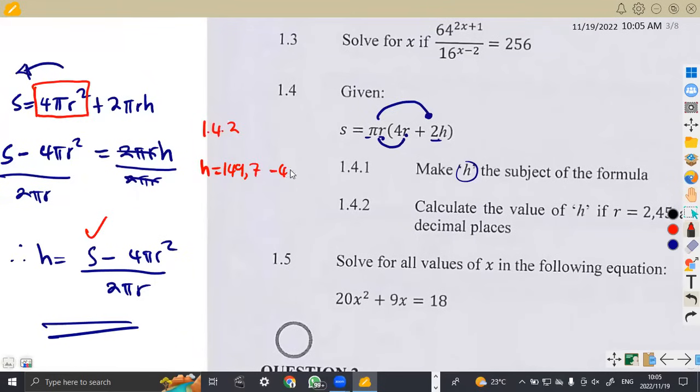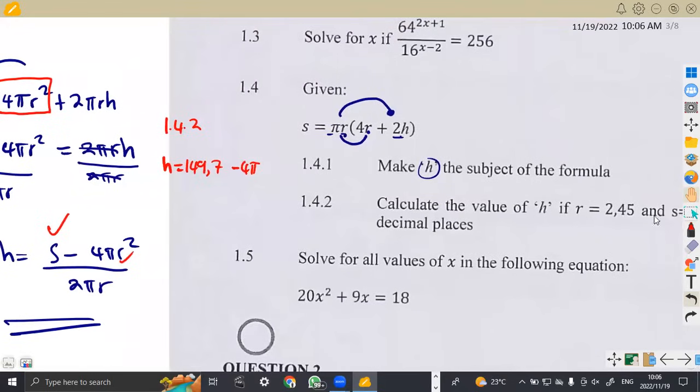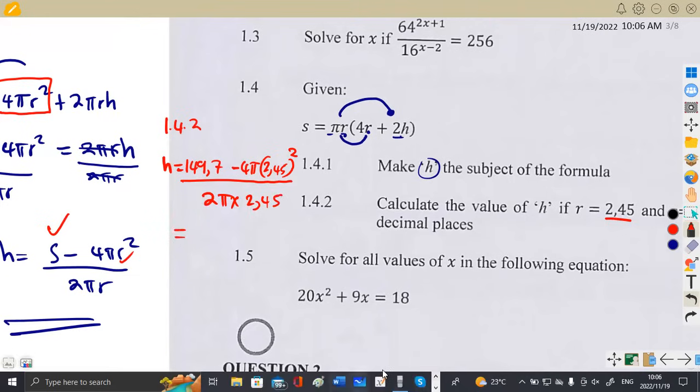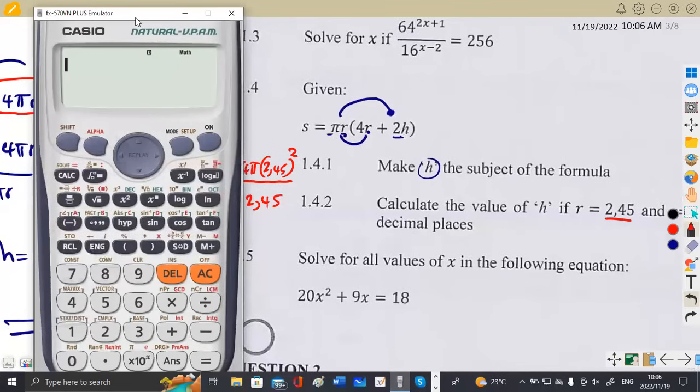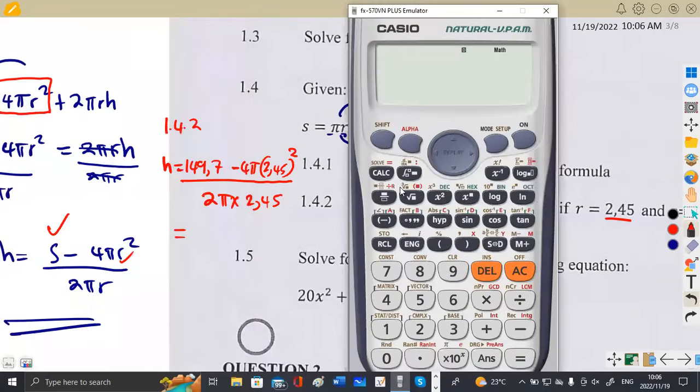149.7 minus 4 pi r squared, where the radius is 2.45. Take note, there is a squared. Everything over 2 pi r, which is 2 pi times the radius again, which is 2.45. Okay, so the rest is your calculator now. It's all about your calculator. Make sure that we simplify everything properly.